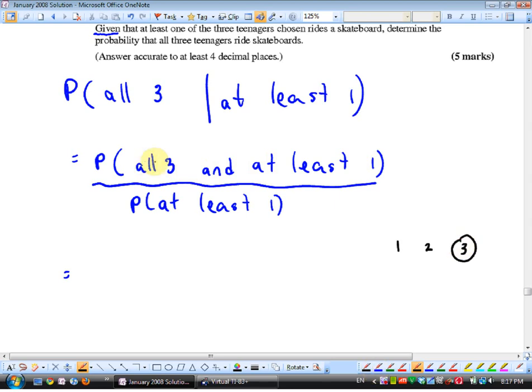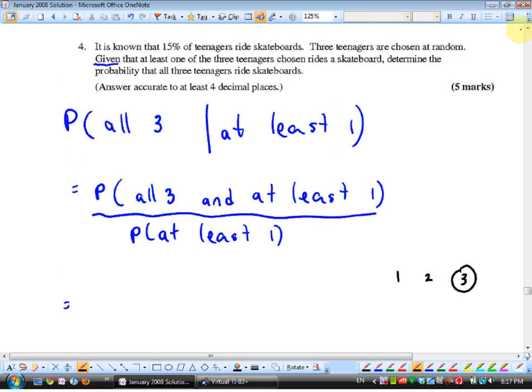If you combine all three and at least one, really that just means all three. I know it sounds weird in English, but if you don't believe me, draw the tree out, put a check mark underneath any tree that has at least one, and then circle the one that also has all three. You'll only circle one tree. All right? And that tree is all three. It's going to be 0.15, 0.15, 0.15. The first guy rides, second guy rides, the third guy rides. 0.15 cubed.